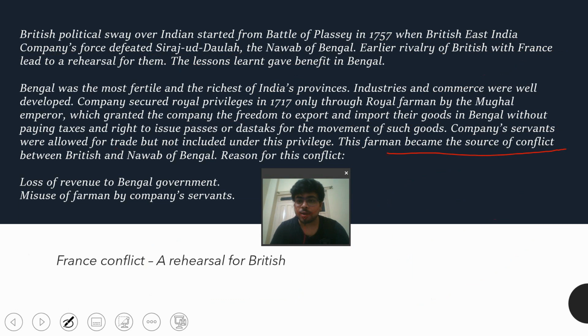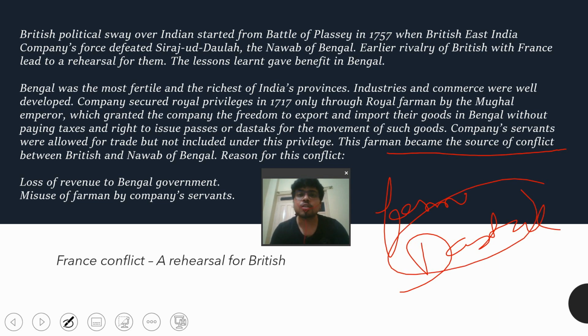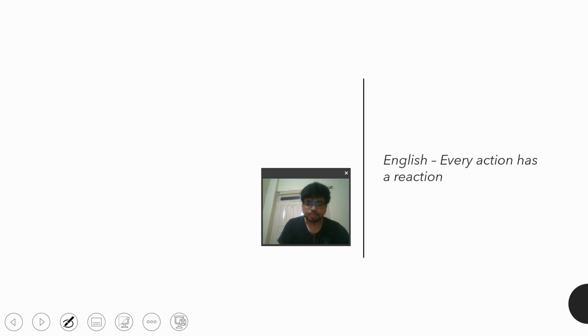What was the source of conflict? Because the farman or the dastak, the token that was granted, was misused. It was like, I will give my dastak to my friend and he will utilize it. That kind of corruption was happening at that time. So the Bengal government started losing revenue due to the misuse of these dastaks and the farman by the company's servants. So that was one of the scenarios.